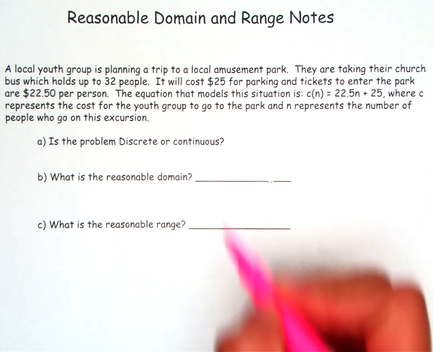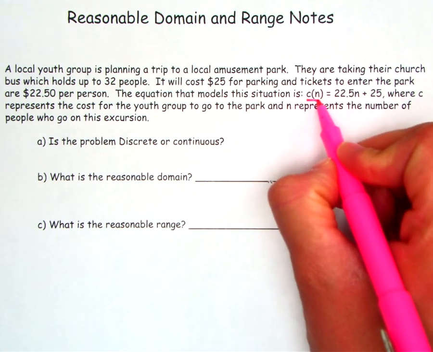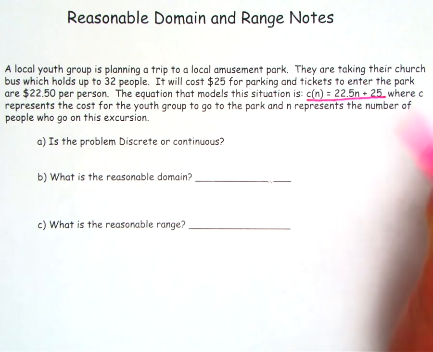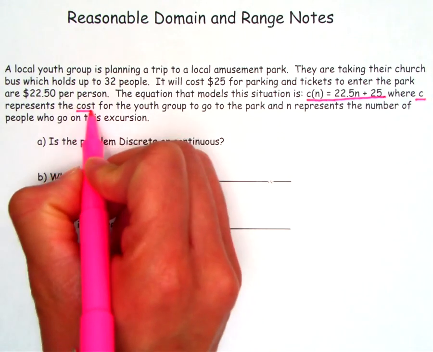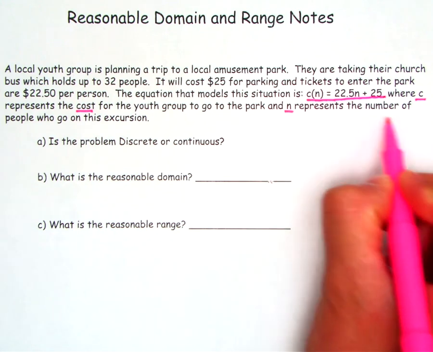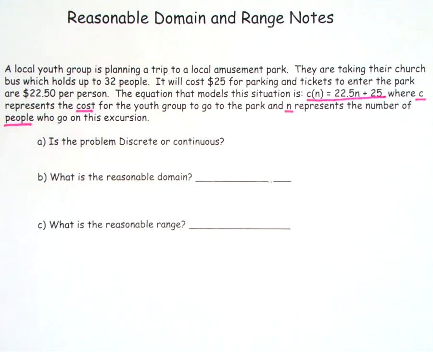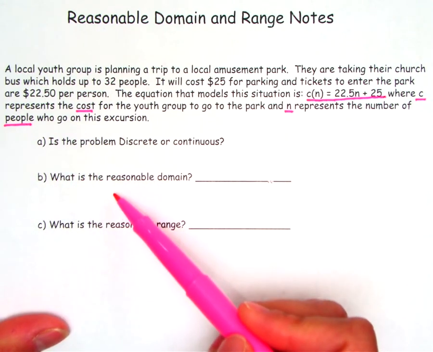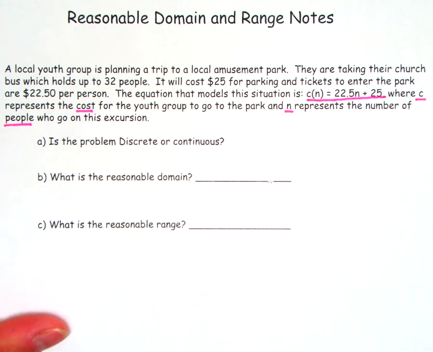The equation that models this situation is C(n) = 22.5n + 25, where C represents the cost for the youth group to go to the park, and n represents the number of people who can go on this excursion. So we're going to identify if this is discrete or continuous, and then we're going to identify the reasonable domain and reasonable range. So based on this situation, we're given the equation.